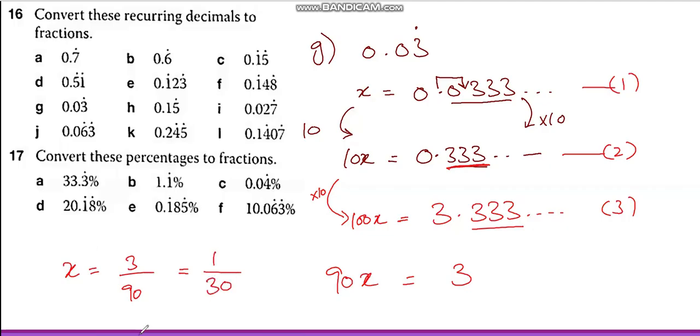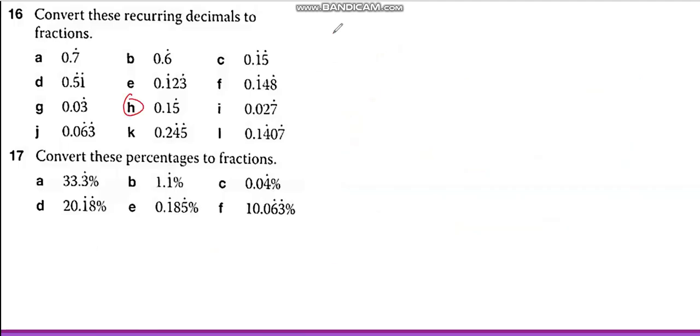Now I will do H part. In H part, we are given 0.15, where 5 is being repeated. So first of all, I will suppose the number is equal to x, and 5 is the digit which is being repeated. So I will repeat 5 and so on, and we will call it equation 1.